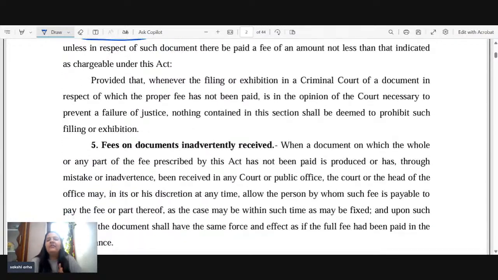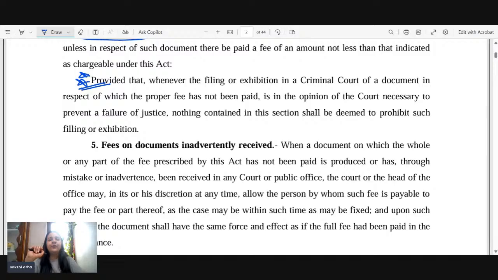Provided whenever the filing or exhibition is in a criminal court. Now this is again a very important thing; you can expect a question from the proviso. We have read that court includes criminal court also. So suppose you have to pay a court fee in the criminal court and you are not paying it. Will the criminal court also not entertain the document? So the answer is no.